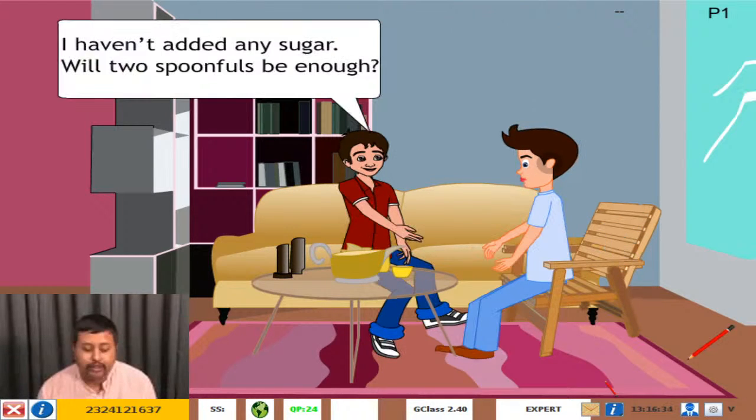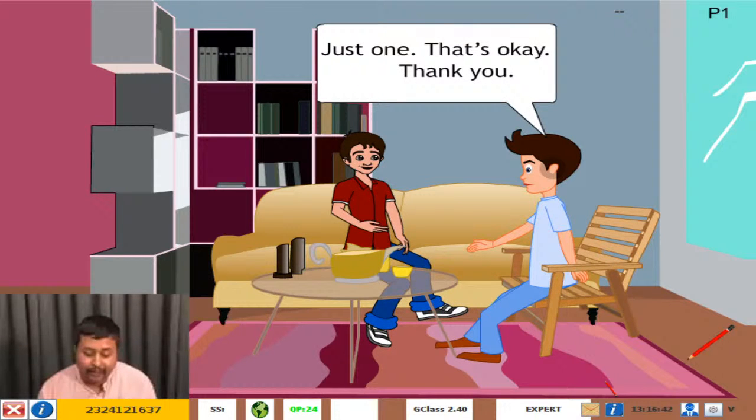I haven't added any sugar. Will 2 spoonful be enough? He's saying he hasn't added any sugar to the coffee, so will 2 spoonful be enough? Just one. That's okay. Thank you. So Thomas is a bit health conscious, so he's not willing to take more sugar. He says one is enough.